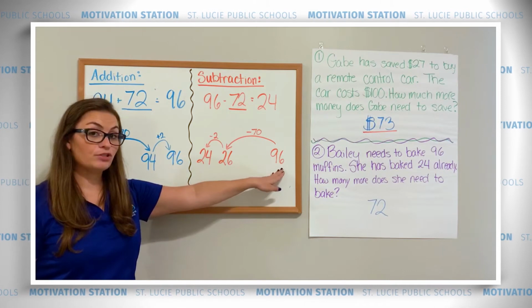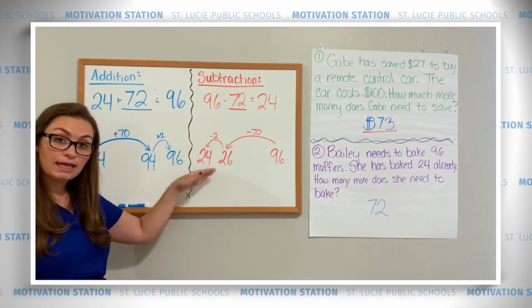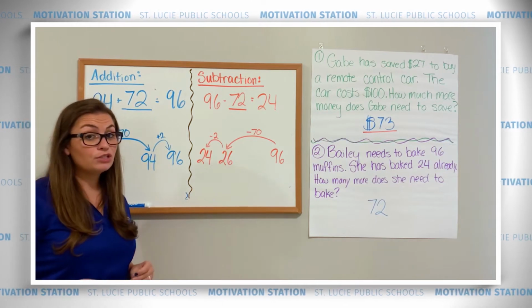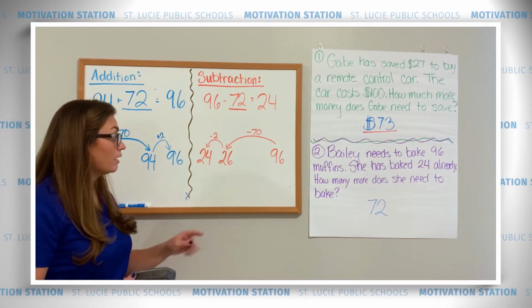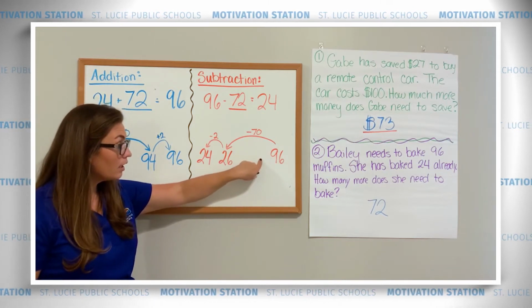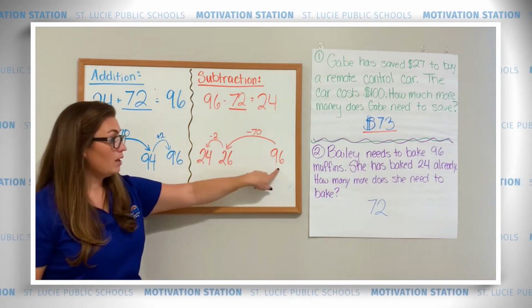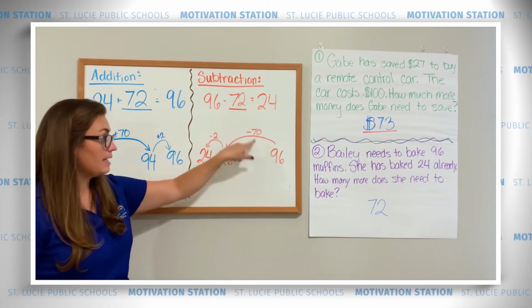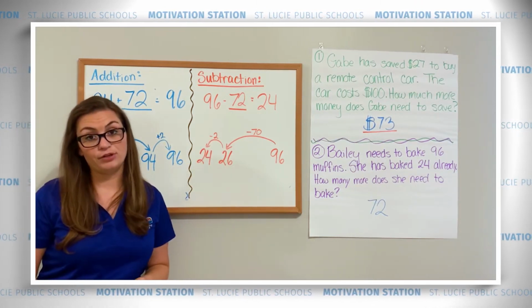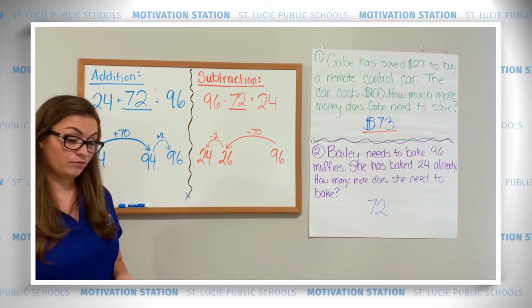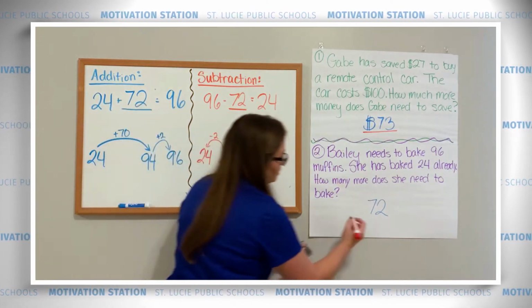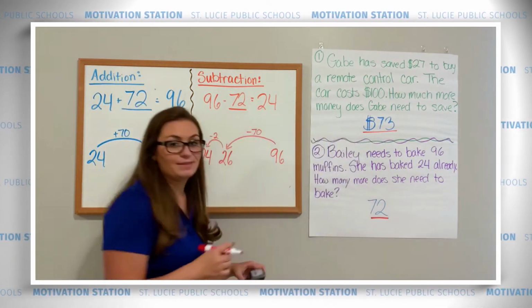Remember, you can choose how to do your jumps. If you would rather do minus 10, minus 10, minus 10 over and over, you could. This is probably quicker, but you could do minus 10s. You could have done like we did our first addition. We could have done 96 to 94 and then to 24. Or we could do 96 to 90, 90 to 30, and 30 to 24. However works best for you is how you can solve. Okay? In the end, we needed 72 more muffins.